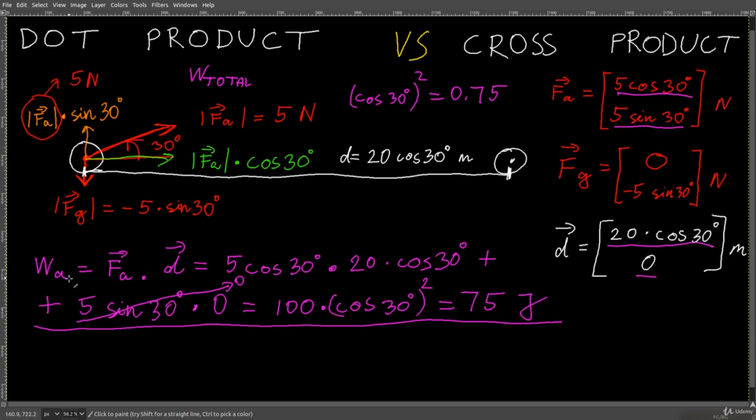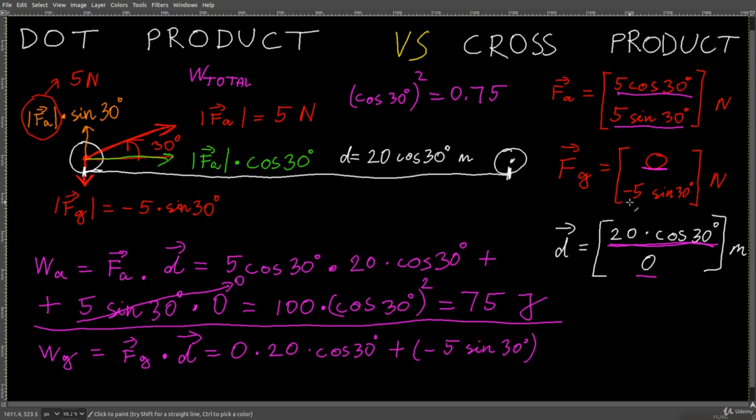Now that's only work done by the applied force. How about the work done by the force of gravity? So you have the force of gravity vector times the displacement vector. So you have 0 times 20 times cosine 30 degrees, which is this element times this element here, plus -5 times sine 30 degrees, which is this element here, times 0 meters, which is this element here. And you can see that both terms are 0. So work done by the force of gravity is 0 joules.